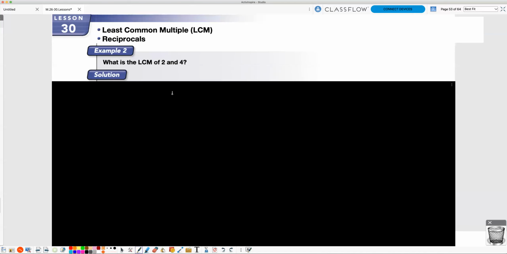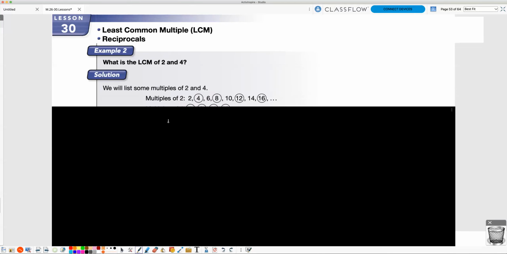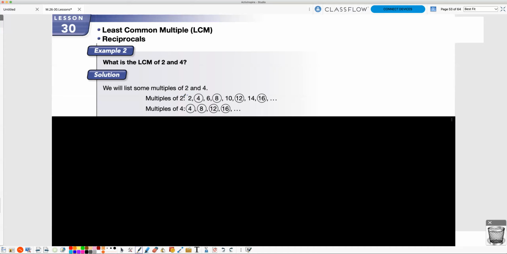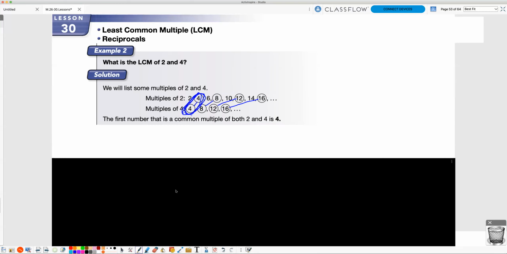So what is the LCM of 2 and 4? Here are the multiples of 2: 2, 4, 6, 8, 10, 12, 14, 16, on to infinity. Multiples of 4: 4, 8, 12, 16. Look, all of these are common. Common, common, common, common. The least common multiple is going to be 4. So you're looking at the smallest one that they have in common together.